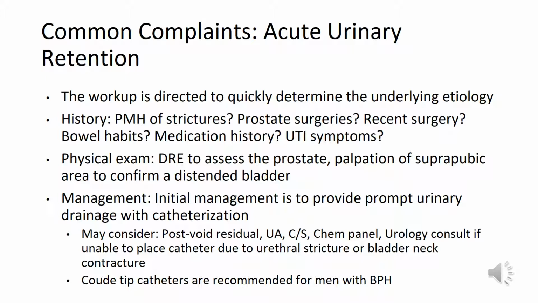because if this patient has been in urinary retention for a while, then their renal function test might be off. You might want to consider a urology consult if you're unable to place a catheter because of a urethral stricture or a bladder neck contracture. In those cases, then a urologist is going to have to dilate the stricture or dilate the bladder neck contracture, either at the bedside, in the emergency room, or in the OR if they're not able to do it at the bedside. Coude tip catheters are recommended for men with BPH.